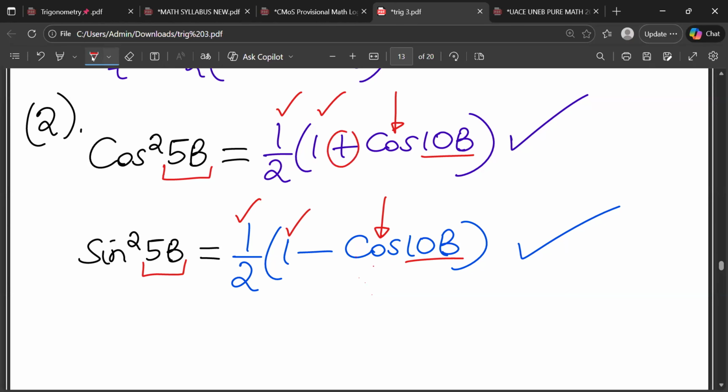Why is this one a plus? Because of cos and cos. Why is this one negative? Because of sine and cos. They are not the same, so minus.